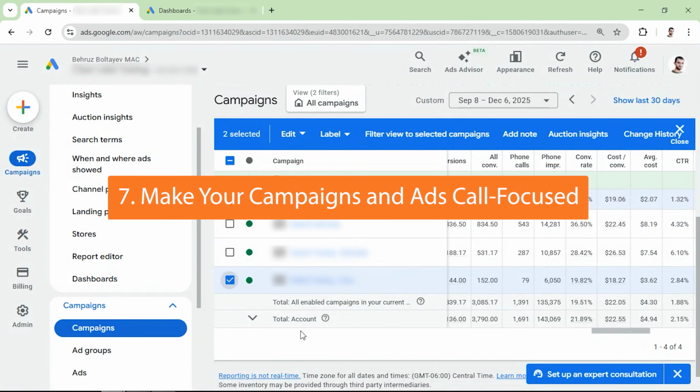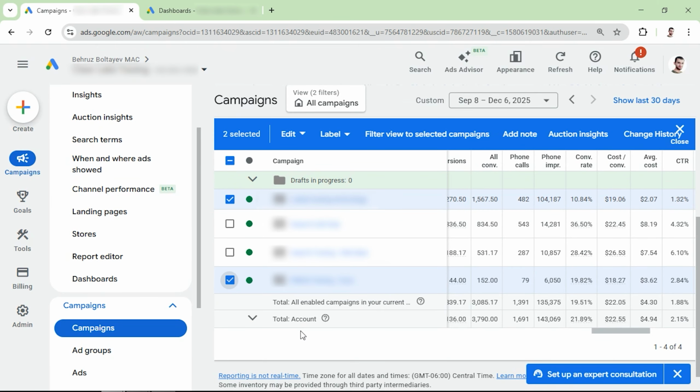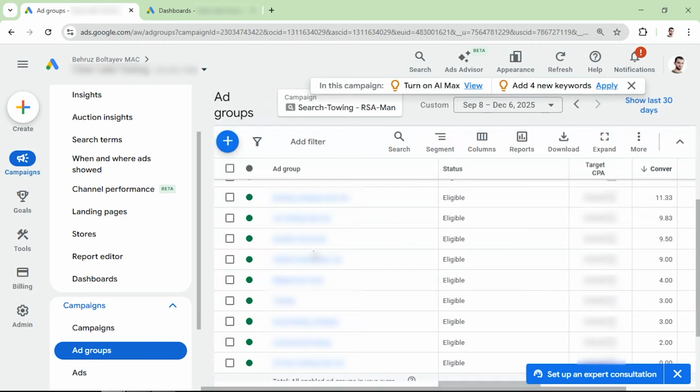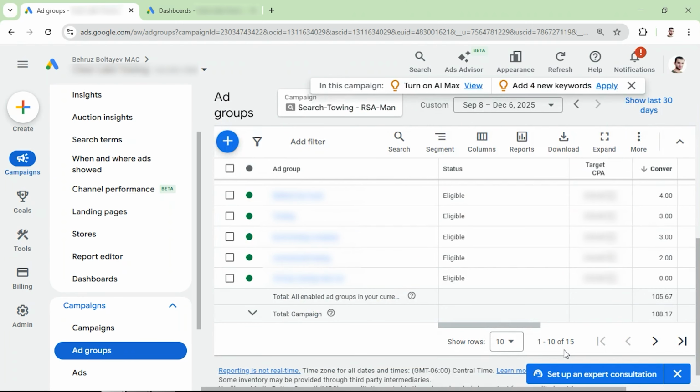And the next thing on our list, you can use call focused campaigns or ad copies. So with the campaigns, you can create different ad groups. Let's see this campaign as an example. As you can see, we have different ad groups and it's showing 15 ad groups.